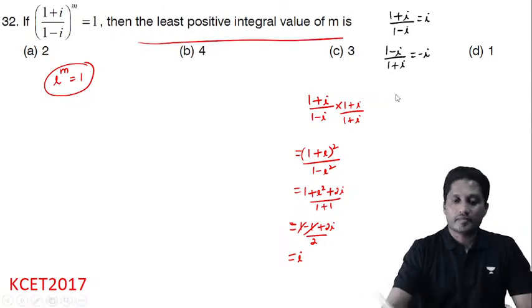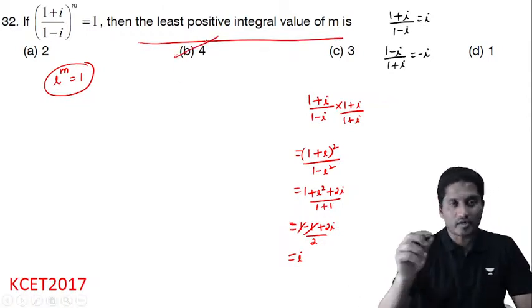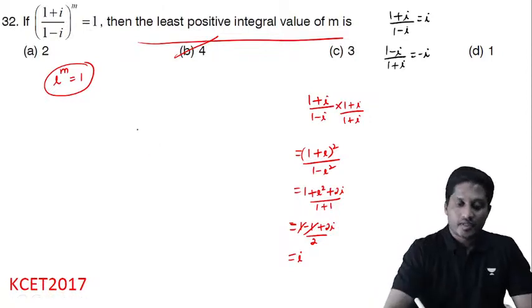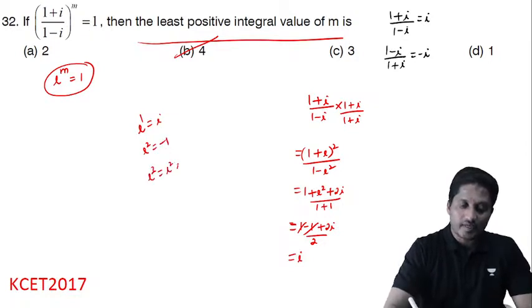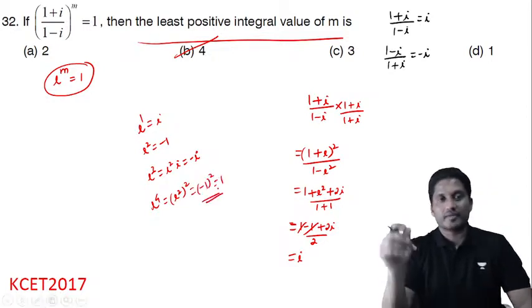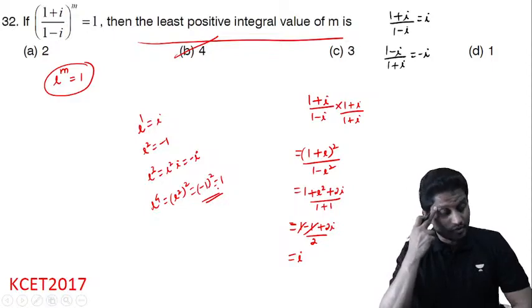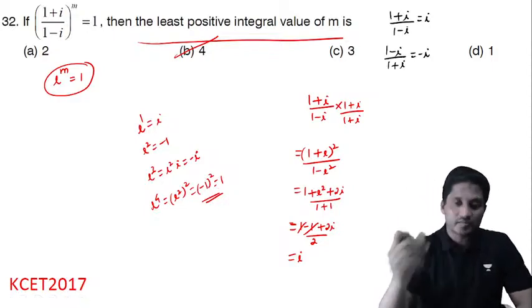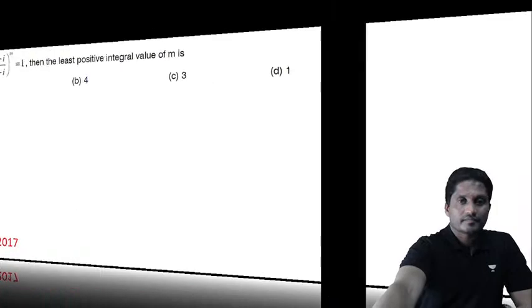Integral value of m should be equal to 4 because only i to the power of a multiple of 4 will be 1. i to the power of 1 is i, i square will be equal to minus 1, i cube is i square into i, which is minus i. i power 4 will be plus 1, that is i square the whole square, minus 1 the whole square is equal to plus 1. i power a multiple of 4 is always 1, so it should be 4. Let's move to the next question.